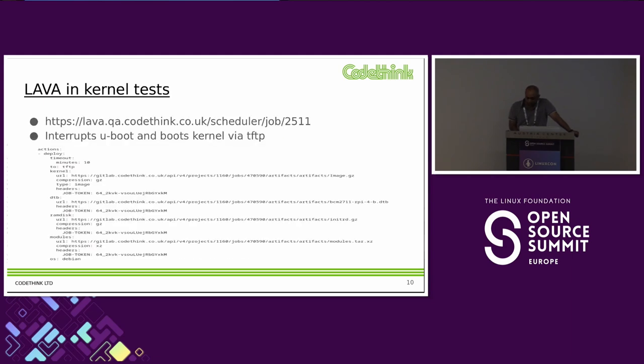Now, this is a part of the LAVA job that we are running to test the kernel built by GitLab. We use the U-Boot method to get to a U-Boot console, and then ask U-Boot to load the kernel, device tree, and the modules via TFTP. Now, LAVA will set up a TFTP server internally just for the job and send that link to U-Boot.